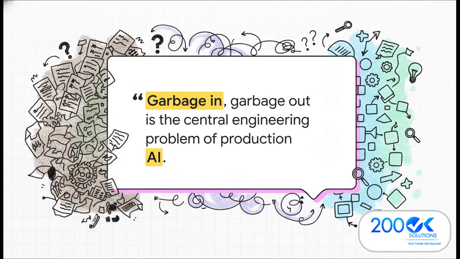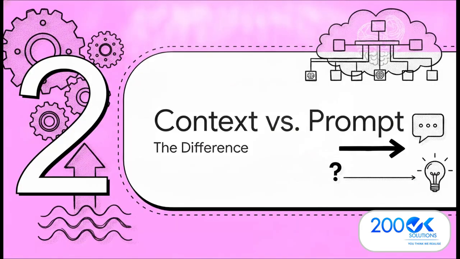I absolutely love this quote from our source material. Garbage in, garbage out is not a cliché here. It is the central engineering problem of production AI. The crucial takeaway is that modern frontier models are incredibly capable. The model is not the hard part. But what a model cannot do is reason well over bad inputs. It has no opinions about what's important in its context. It doesn't magically downweight stale information or flag contradictions for you. If you put noise in, the model is going to reason over that noise as if it were pure, unadulterated signal.